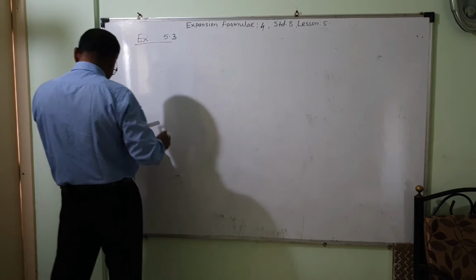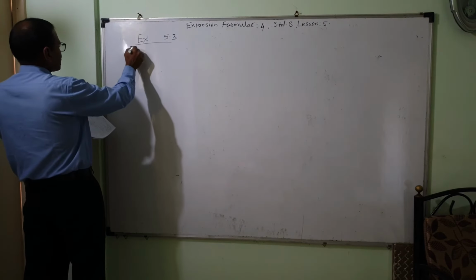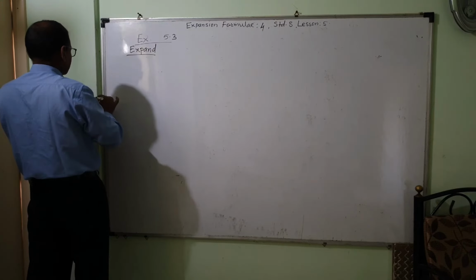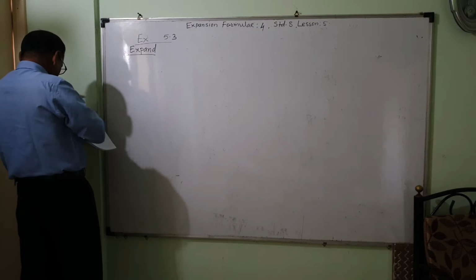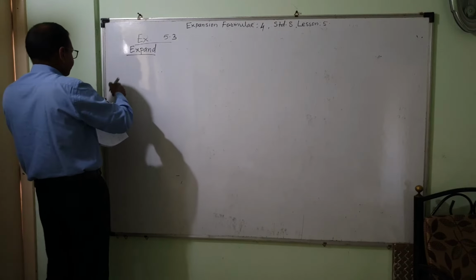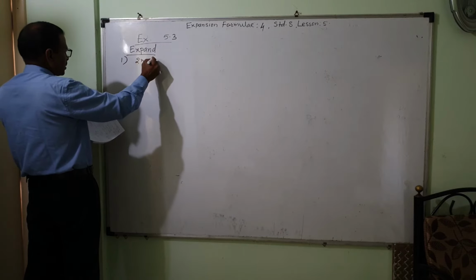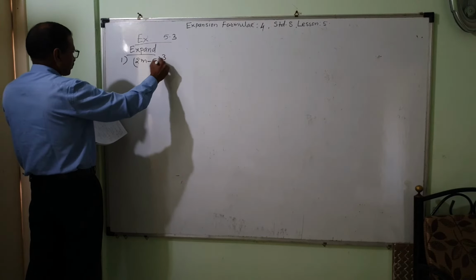Exercise 5.3. Question as usual, expand. The first one, (2m − 5)³.